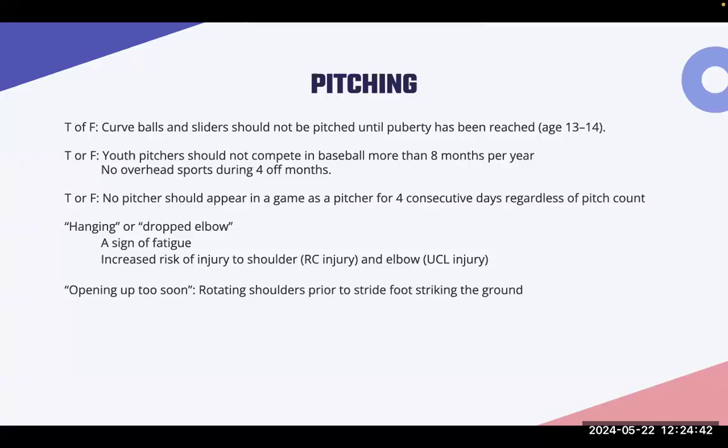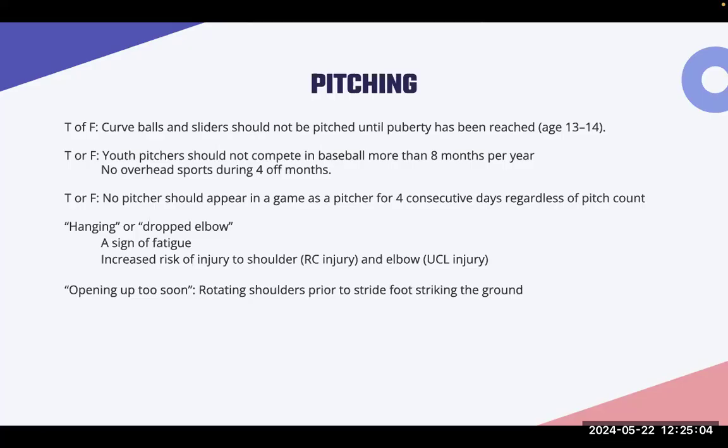Yeah, exactly. And so I think the boards will still be more cut and clear with the questions. But you're absolutely right. That is true. And then what about: youth pitchers should not compete in baseball more than 8 months per year, and then no overhead sports during those 4 off months?